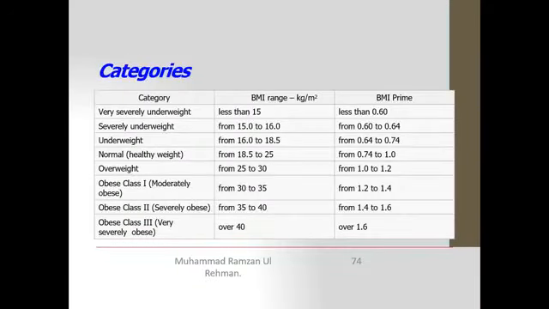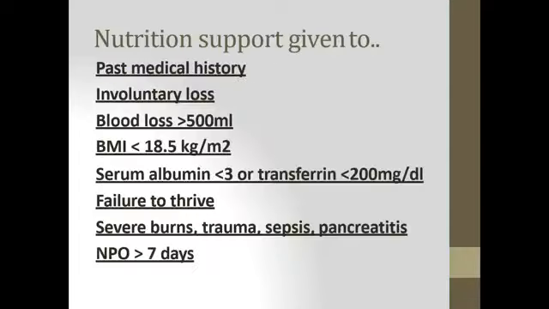This is the BMI. The normal BMI is 18.5 to 25, but underweight is 16, and severely underweight or malnourished is 15 or less than 15. Above 25 up to 30 is overweight, and 30 to 35 is obese, class 1, class 2 and class 3.